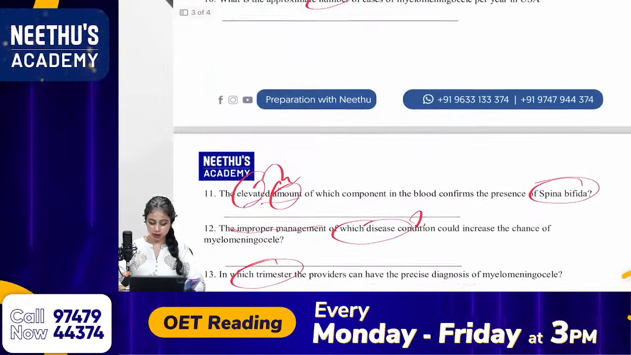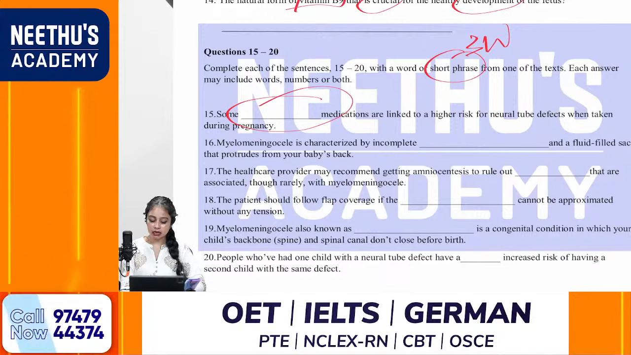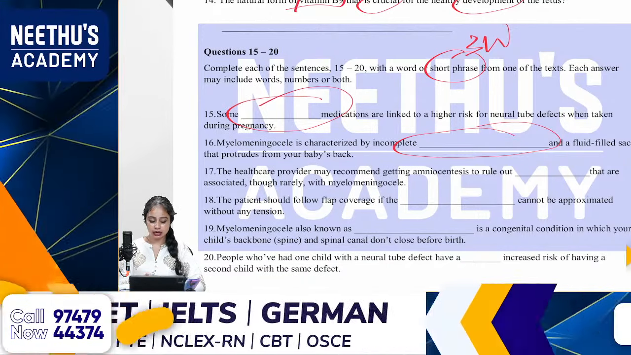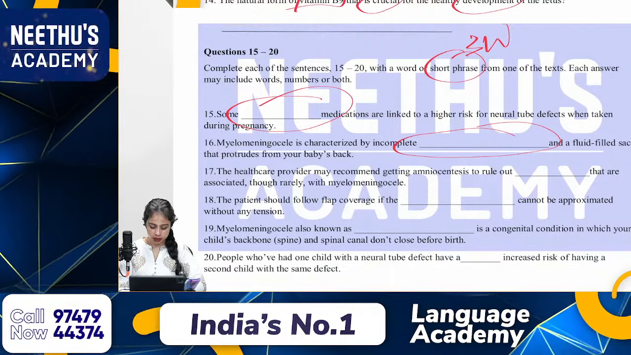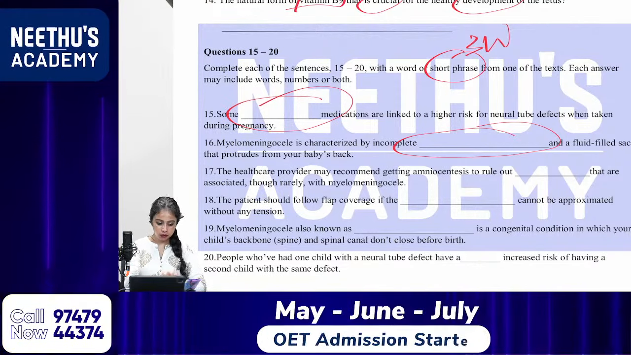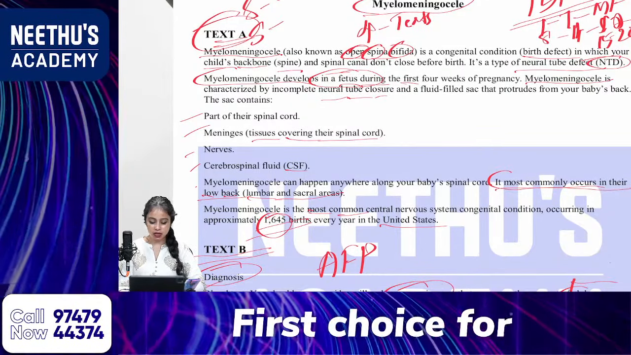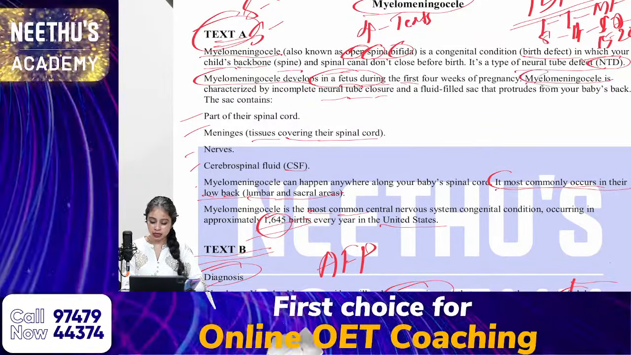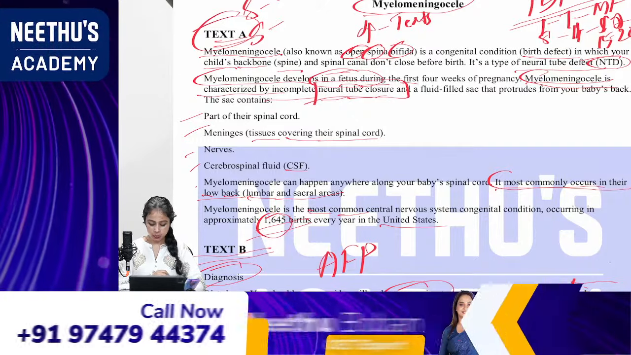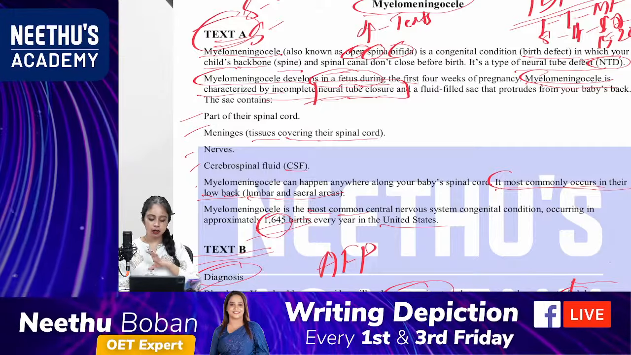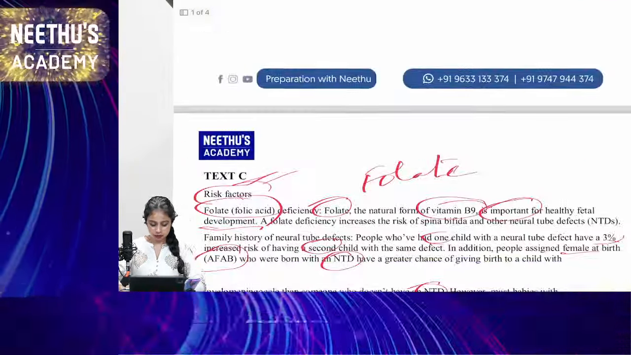Then the 16th one, myelomeningocele is characterized by incomplete dash and a fluid filled sac that protrudes from your baby's back. So what is the missing word there? 16th one. Okay, which is from text A. So what is mentioned here? It's all about myelomeningocele is characterized by incomplete neural tube closure. So answer should be neural tube closure. Yes, dear. Your answer is correct. Okay, very good. Then the next one.